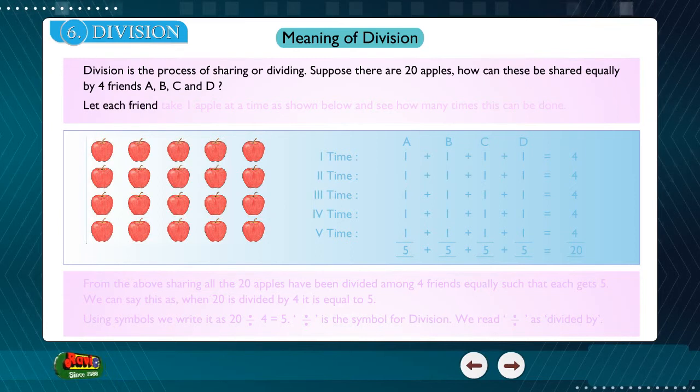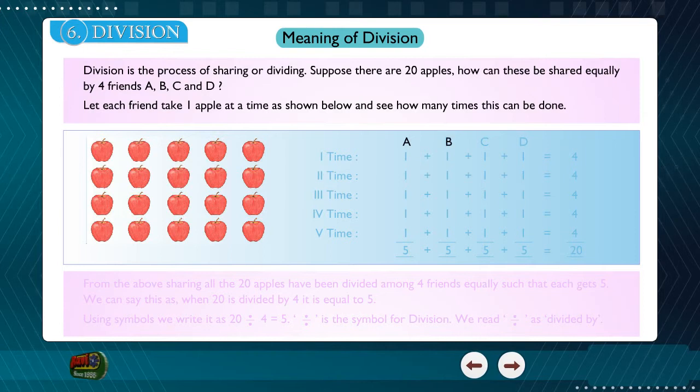Let each friend take one apple at a time as shown below and see how many times this can be done. A, B, C, D. First time, 1 plus 1 plus 1 plus 1 is equal to 4. Second time, 1 plus 1 plus 1 plus 1 is equal to 4. Third time, 1 plus 1 plus 1 plus 1 is equal to 4.